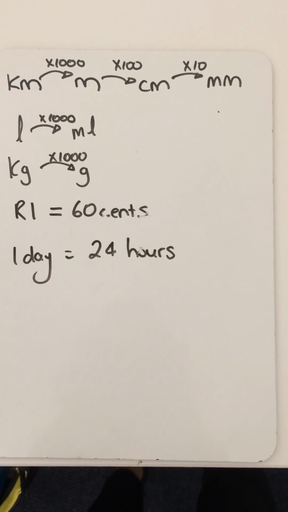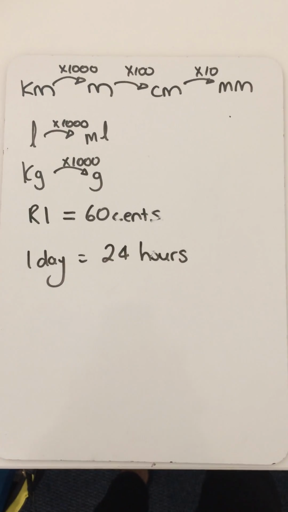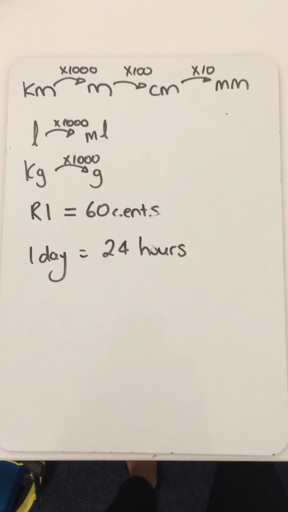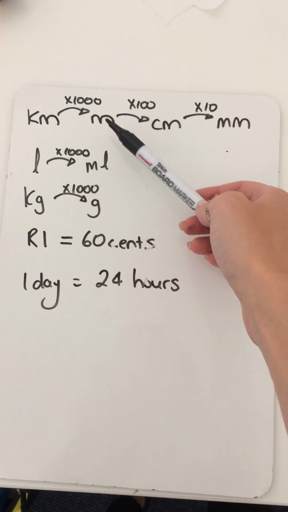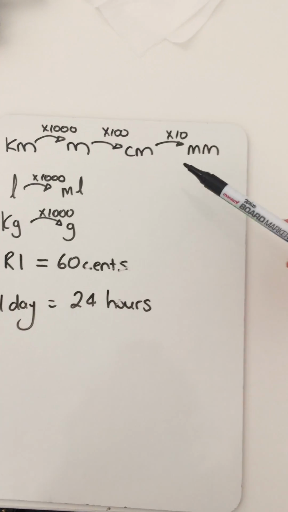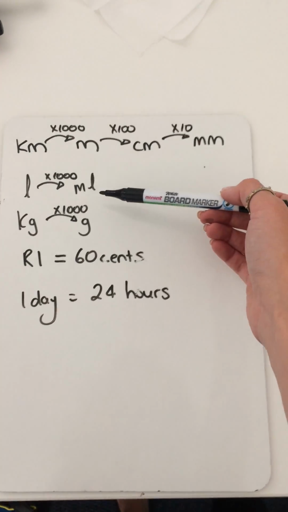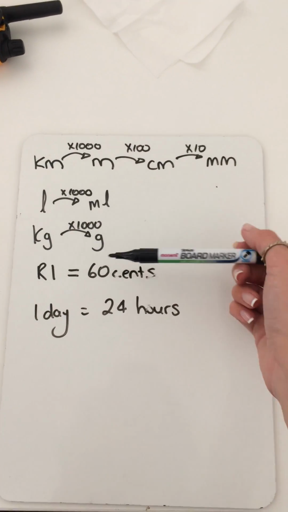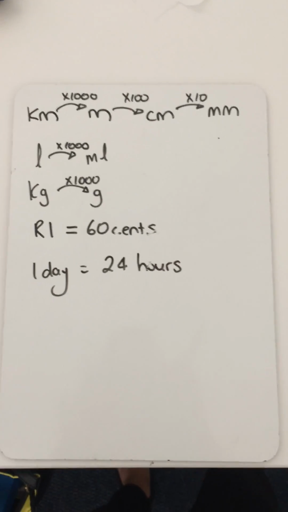We are going to continue looking at units of measurement and converting units of measurement, but today we are going to focus on how we write units of measurement or express them as a fraction. So again, you still need to remember how many meters there are in a kilometer, which is 1,000, how many centimeters there are in a meter, which is 100, how many millimeters there are in a centimeter, which is 10. We also need to remember how many milliliters there are in a liter, which is 1,000, how many grams in a kilogram, there are 1,000, there's 100 cents in 1 rand, 24 hours in 1 day, and so on.